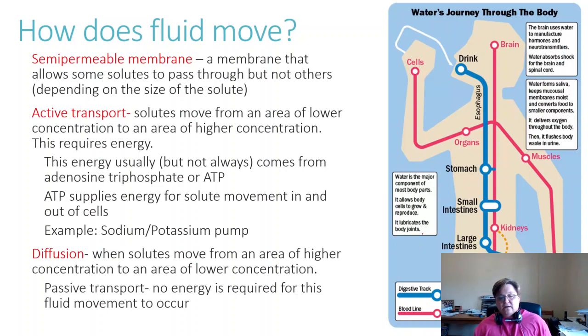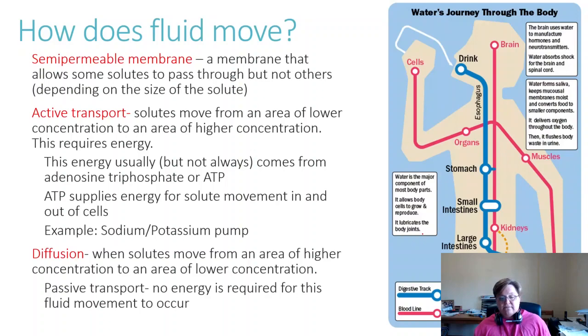We can do a couple of different things in order to have our body move solutes. The first one we've really talked about already. It's at the bottom of your slide. It's called diffusion. Diffusion is when solutes move from an area of higher concentration to one of lower concentration. No energy is required. Passive transport is how this happens. It just happens because of the concentration change. And that's what we were talking about in the previous slides.